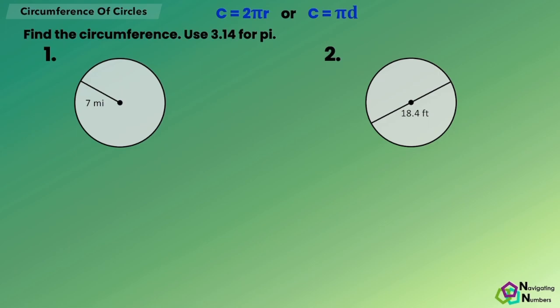On number 1, we have a circle with a radius of 7 miles. Because we are given the radius, we will use the formula circumference equals 2 times pi times radius. We will substitute our values in. So we have circumference equals 2 times pi, which we are using 3.14, times the radius, which is 7.